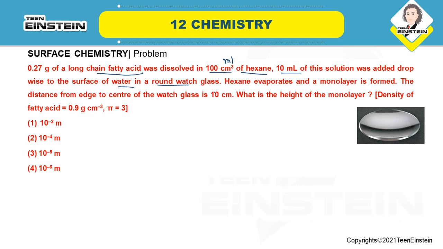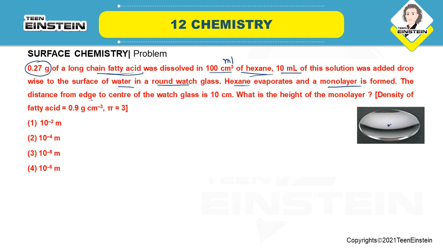So we have dissolved this amount of fatty acid in 100 ml hexane, and hexane is just like benzene, a non-polar organic solvent. So obviously, because of the presence of the non-polar part of the fatty acid, it will easily dissolve in hexane. Now after this dropwise addition on the surface of water, hexane's boiling point is very low, so it will evaporate and only the fatty acid molecules will remain on the surface of water. So a monolayer is formed.